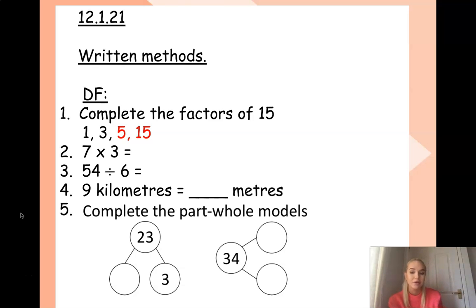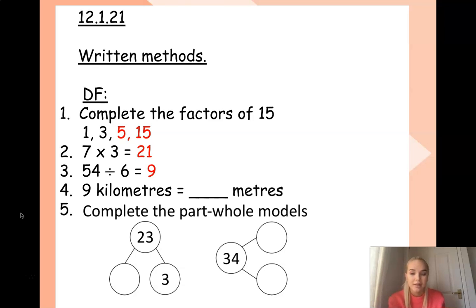Number 2, 7 multiplied by 3. You could count in either your 7s 3 times or in your 3s 7 times to get the answer of 21. Number 3, 54 divided by 6. You are looking at how many 6s there are in 54. You could count on your fingers if you're fluent with your 6 times tables, but if you're not, don't worry, because you could use a piece of paper to write down your 6s and then count how many you count to get to 54, and that should be 9.